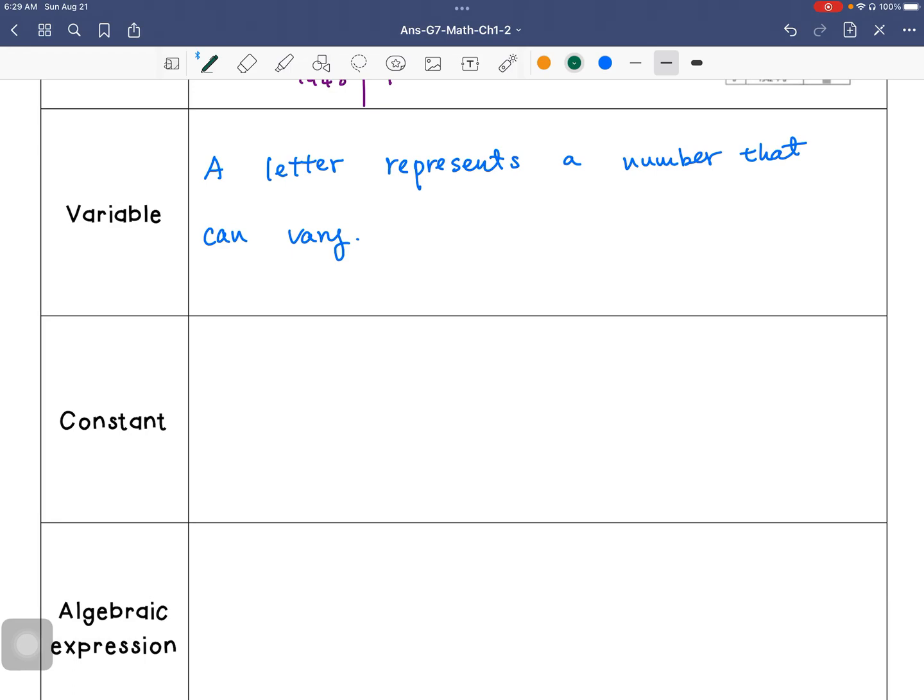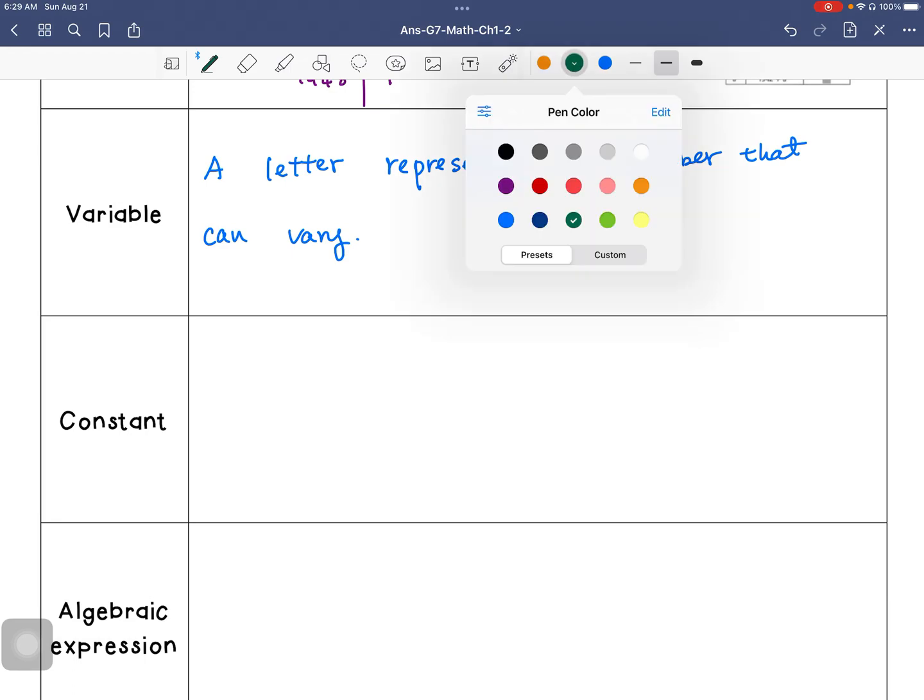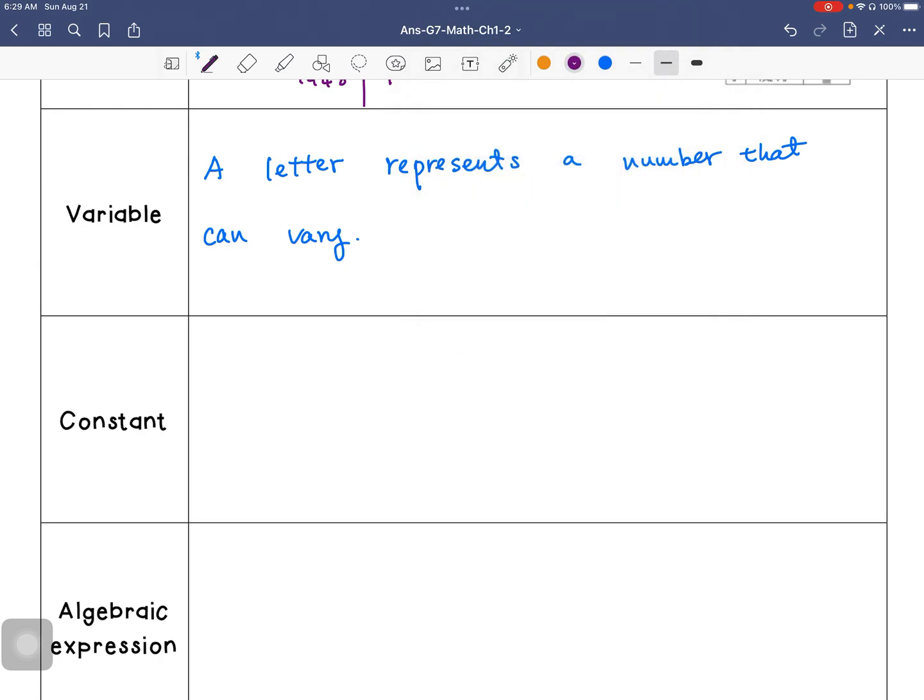What is a constant? A constant is a number that cannot change. So a variable is a letter that represents a number that varies. A constant is a number that cannot change.